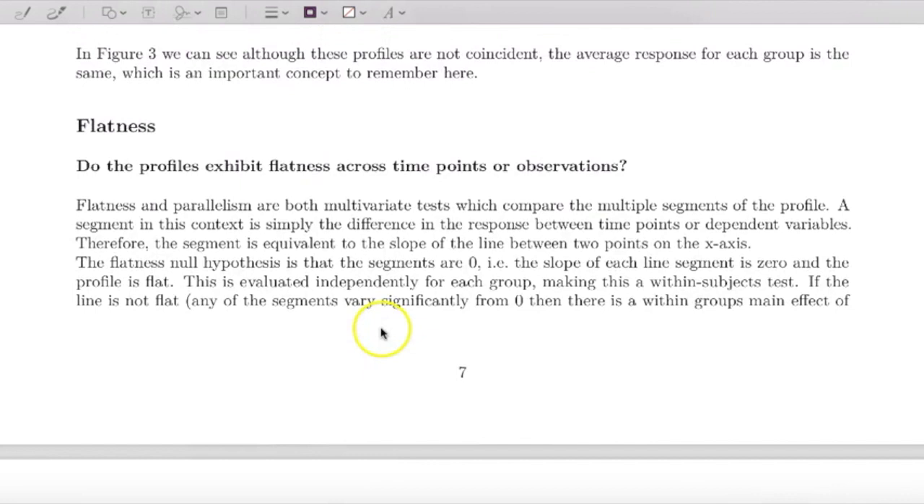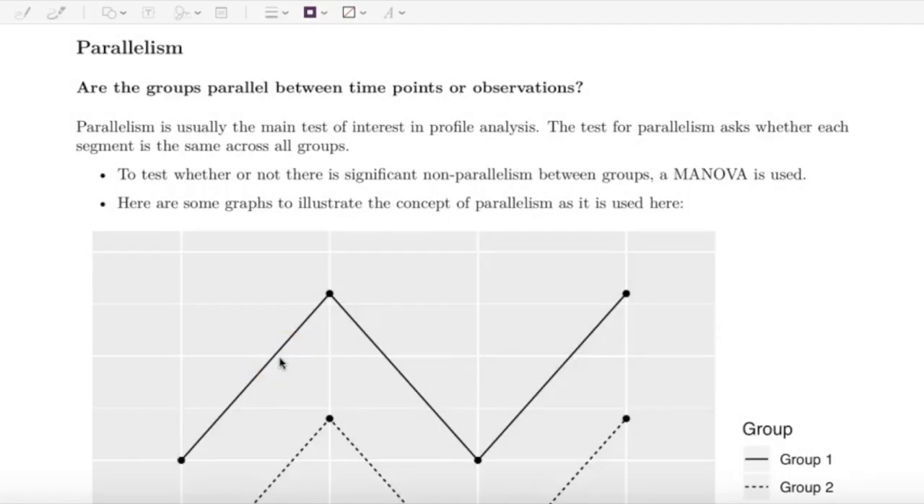So the null hypothesis is that the segments are 0. If you reject that, then you can go ahead and actually test the groups individually to see if there's change in the segments for the groups. And the way you would do that would be, just depending on the groups, you could do Hotelling's or you could do MANOVA. The third question you can answer with profile analysis, parallelism. Are the groups parallel between the time points or observations? And the way you answer this is, well, we already know how to use it.